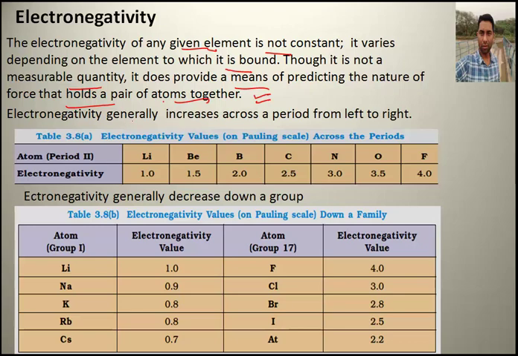In general, electronegativity increases across a period, that is from left to right. Now we can see the second period elements, lithium to fluorine, right? The electronegativity value goes on increasing, as already explained, as per the Pauling scale, right? So fluorine has maximum electronegativity. Now how can we explain why fluorine has maximum electronegativity? Basically it can be related with size.